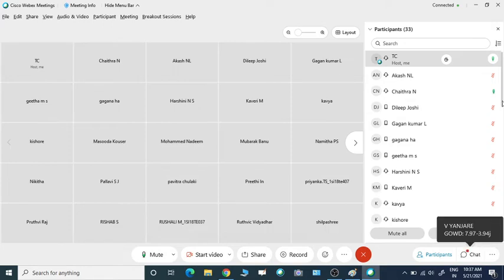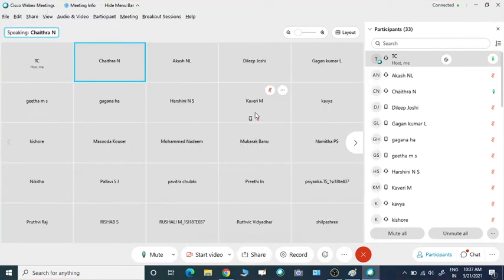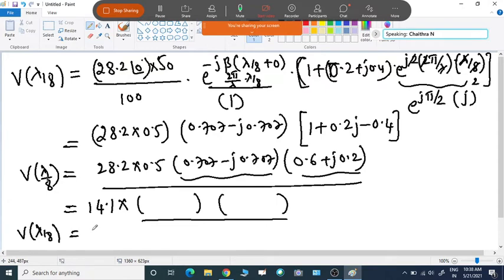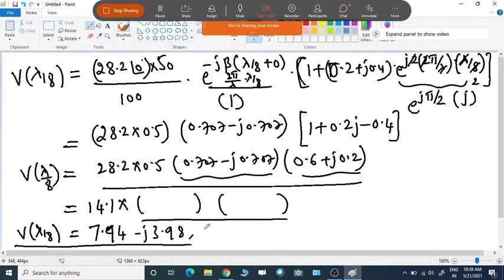7.97 minus 3.98 j. Is that the total value, V of lambda by 8? Okay, 7.94 minus j 3.98. So this is your V of lambda by 8, and you can also try to put it in polar form, that is always better. Now this is what V of 0 and V of lambda by 8.